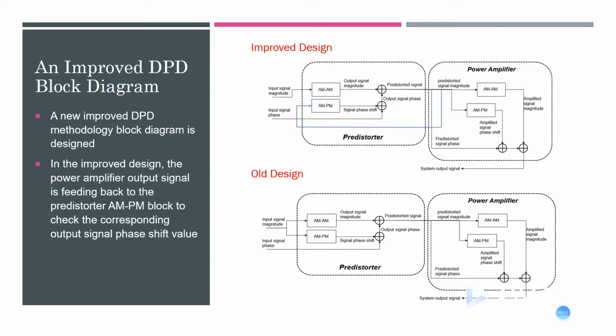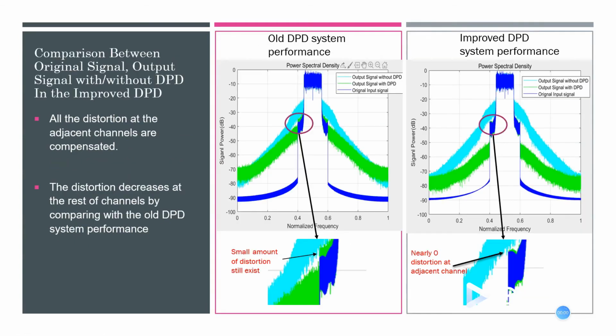So an improved design block diagram is shown in this slide. In the improved design, the power amplifier output signal is fed back to the AM/PM block of the predistorter to check the corresponding output signal phase shift value. So let's see the result.